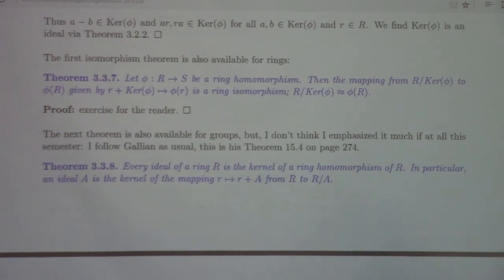All right. I've picked out Galian problems for you. But we also have a first isomorphism theorem for rings, exactly the same in spirit, right? Phi from R to S, a ring homomorphism. The mapping from R mod the kernel to the image of R, given in the usual way, is a ring isomorphism, right? R plus the kernel maps to phi of R. So we have this first isomorphism theorem. We also have this theorem I've emphasized less: in fact, every ideal of a ring is the kernel of some ring homomorphism of R.